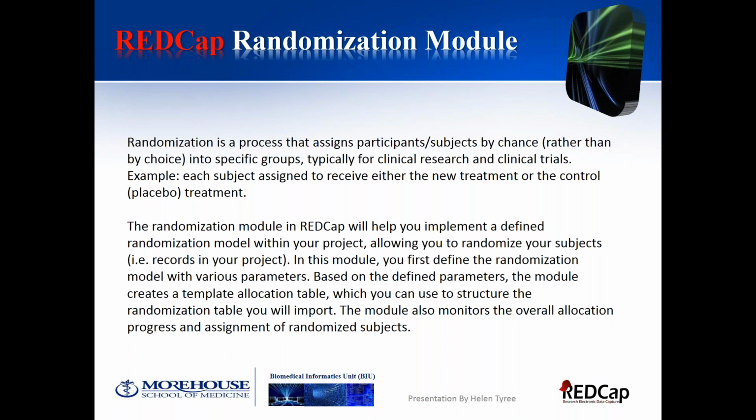In this module, you first define the randomization module with various parameters. Based on the defined parameters, the module creates a template allocation table, which you can use to structure the randomization table you will import. The module also monitors the overall allocation, progress, and assignment of randomization subjects.